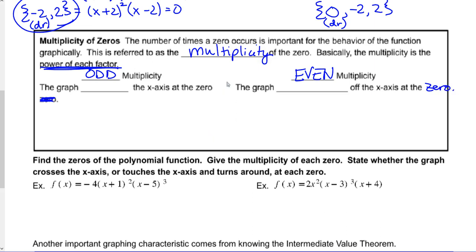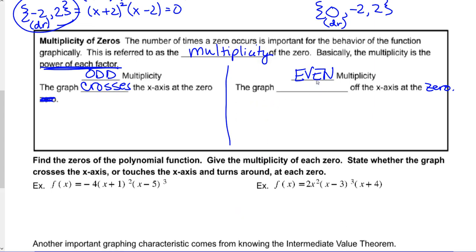Okay, so let's talk about odd first, okay? If we have an odd power of our root, then the graph crosses the x-axis at that zero. So it's going to go through the axis, okay?